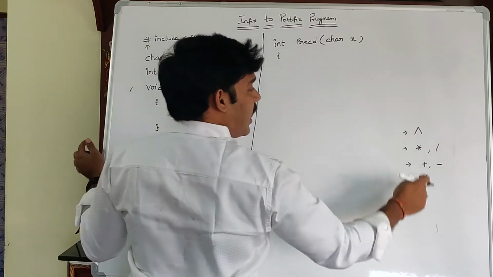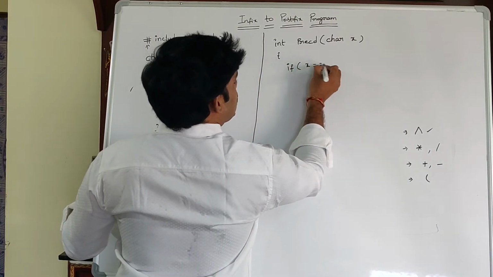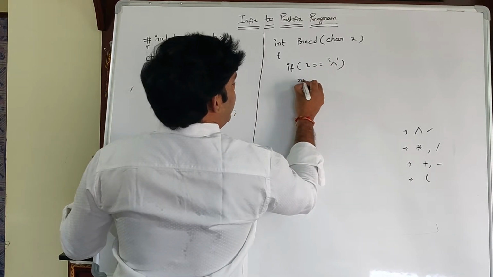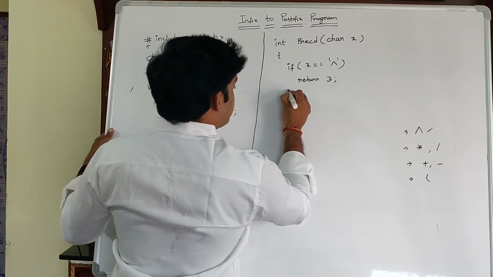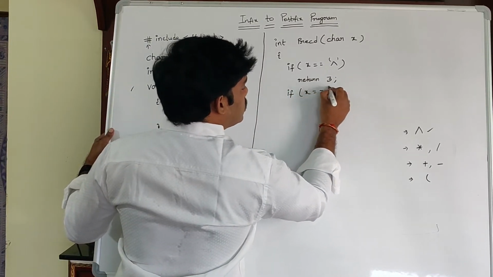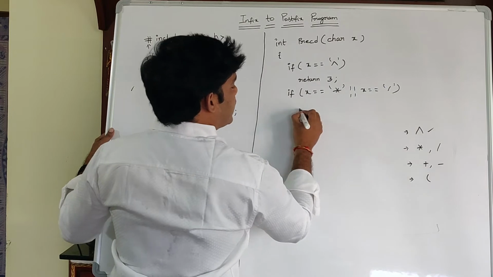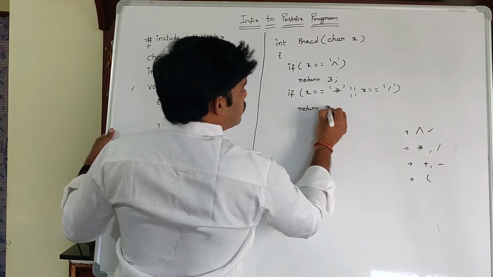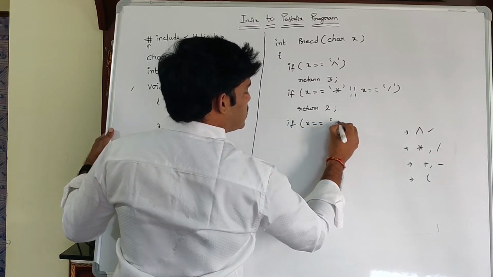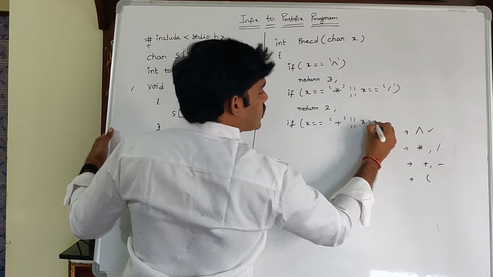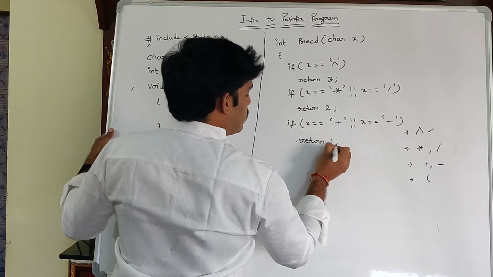Which one is having the highest priority? Exponential is having the highest priority. So if x is equal to exponential, then return 3. Highest priority is 3. Next, if x is equal to star or x is equal to division operator, then return 2. Next highest priority is 2. Next, if x is equal to addition or x is equal to subtraction operator, then return 1.